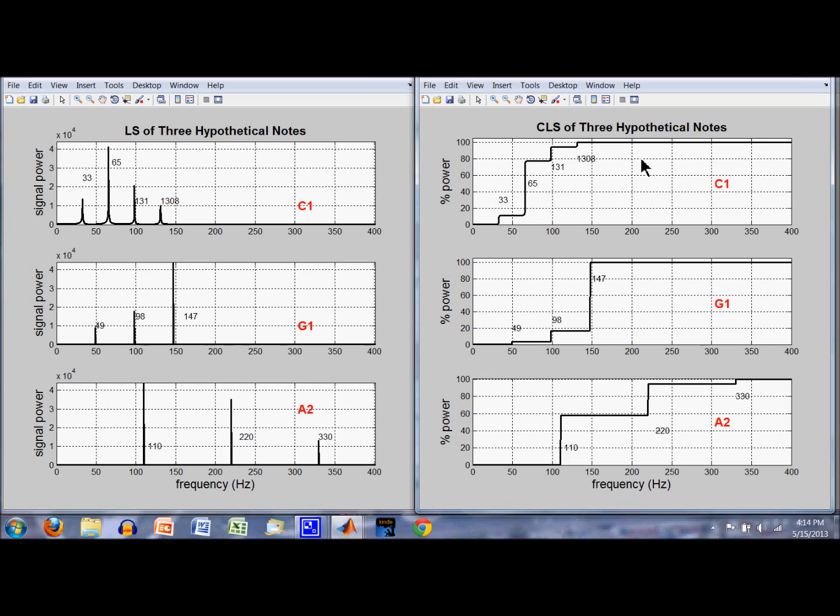Over here I've got the cumulative line spectrum of these same notes, which corresponds to the line spectrum. And I'm seeing, for example, that I've got the most strength at the third partial on the G1, and I've got the most strength at the second partial on the C1.